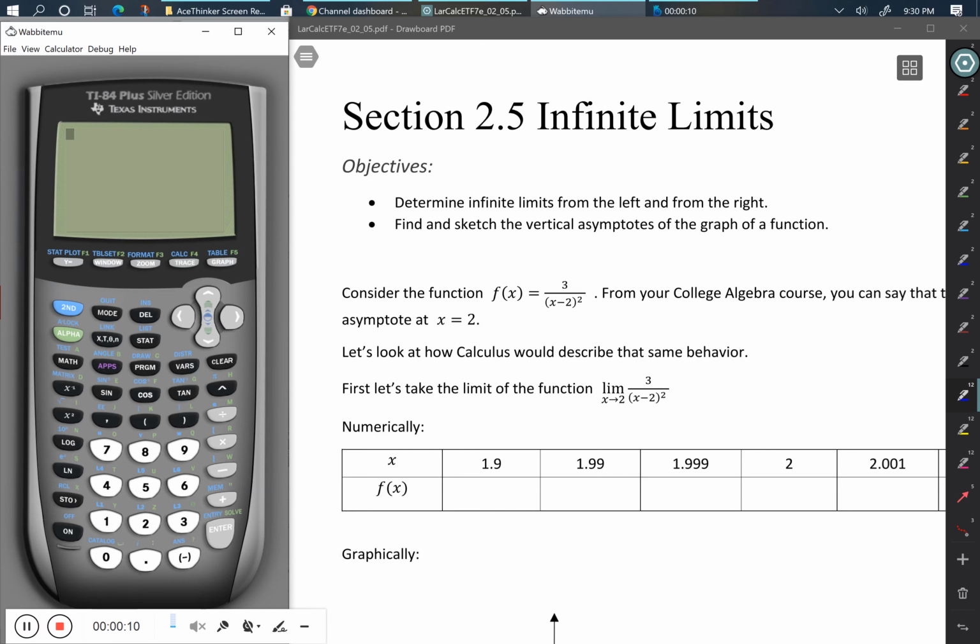All right, the objectives in this section are to take a look at the idea of infinite limits from a left-hand and a right-hand approach, and then to use that idea to take something we've done before back in your college algebra class, that is the idea of vertical asymptotes, and sketch some of them.